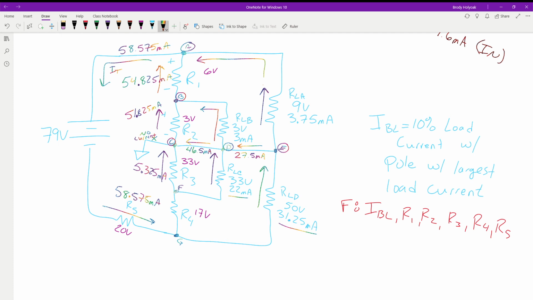So yep, again, we add up the currents going in through R1, and we have the current coming from our load A converging at that point, which gives us the 58.575 milliamps, our mainline current, our total current. That's also going to be the current flowing through resistor 5.